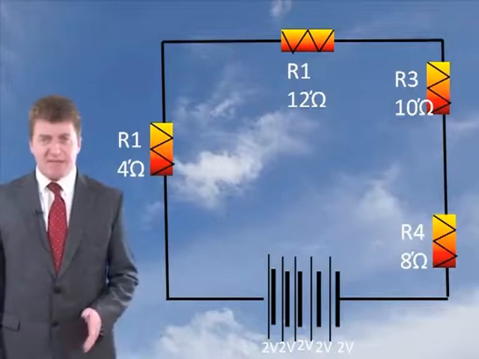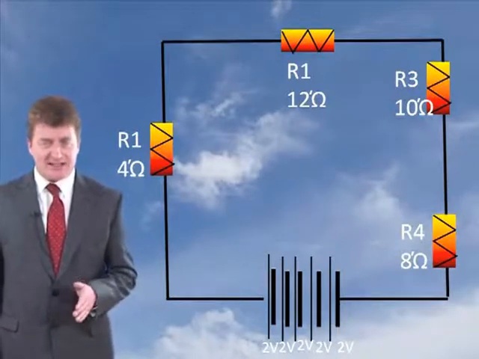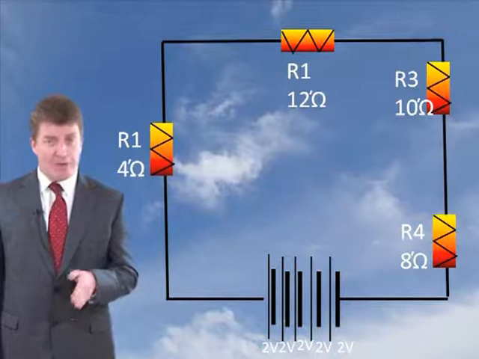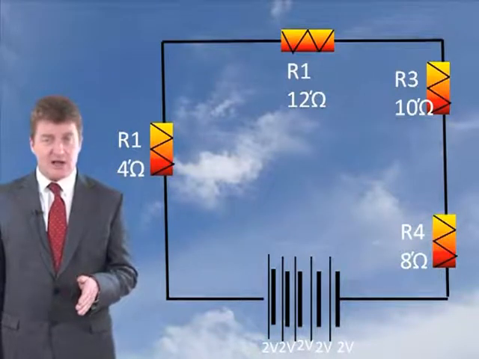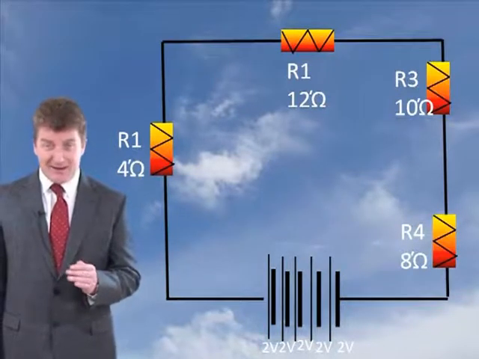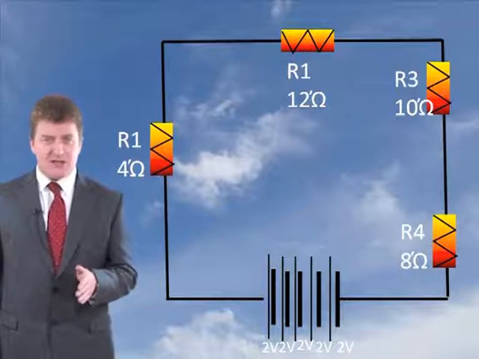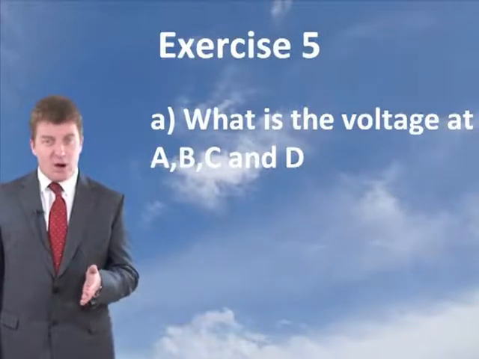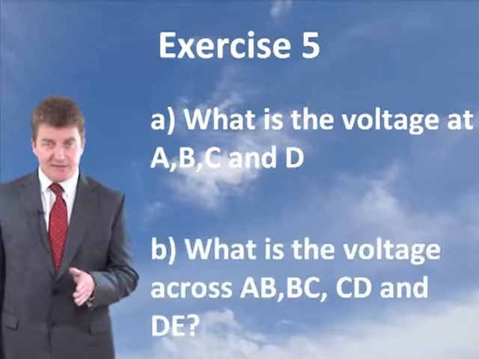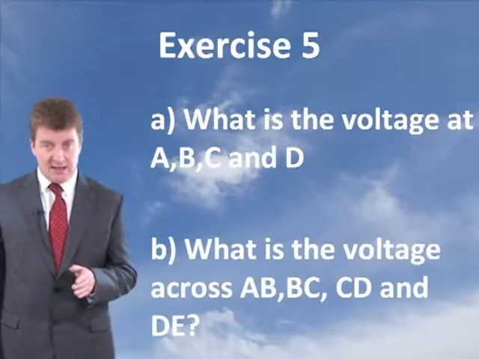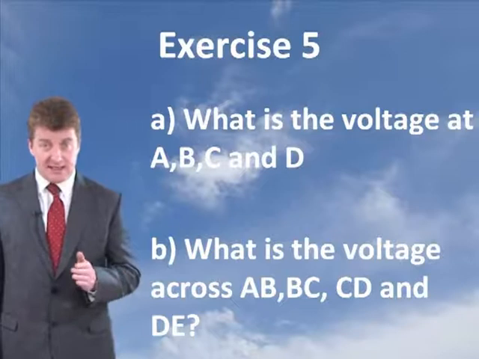As you can see here, 5 2-volt batteries are connected together in this circuit with 4 resistors with resistances of 4, 12, 10 and 8 ohms. Determine the following parameters. What is the voltage at A, B, C and D? What is the voltage across AB, BC, CD and DE?